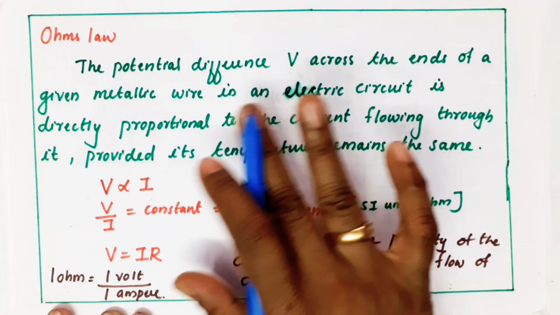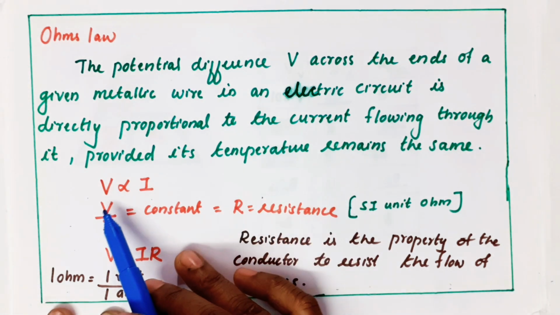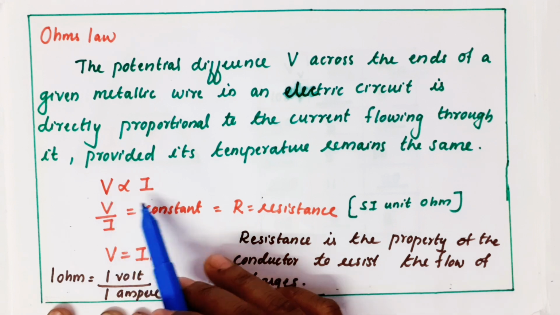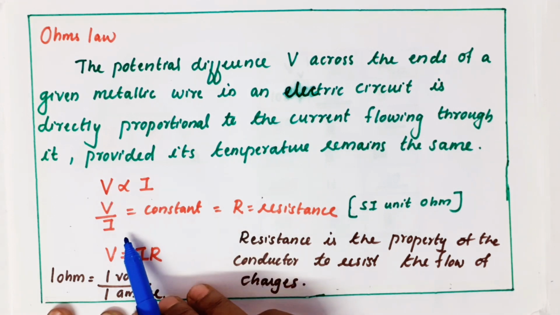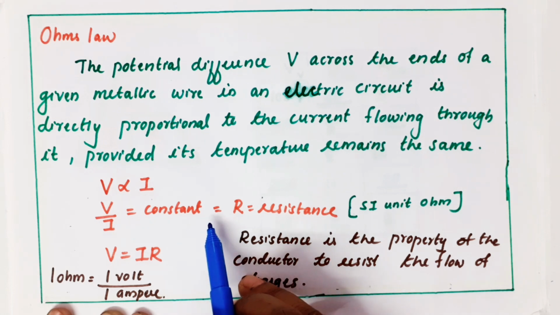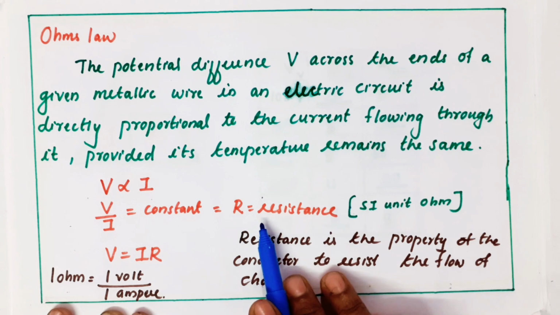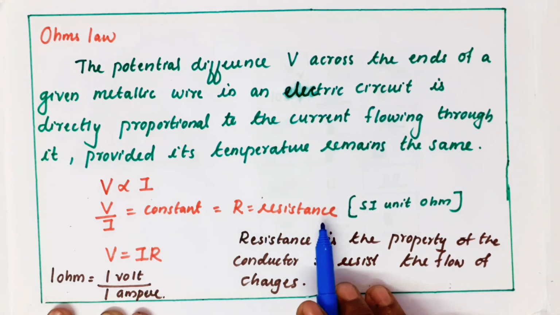Clear? So what we observed just now, that we are writing in mathematical form. V is proportional to I. As V increases, I increases. This also I have seen in the previous one. V by I is constant. This constant we are giving a name now. The name of this constant is R, called resistance.